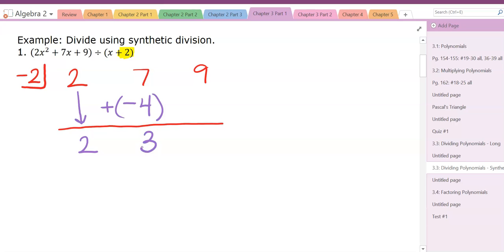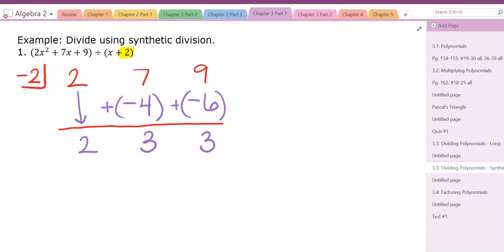Then you repeat what we just did. You take 3 times the negative 2 in the box, and you put that number right underneath the 9. So negative 2 times 3 is negative 6. Then again we add: 9 plus negative 6 is another 3. So right now we just see these numbers. What we need to do is write the polynomial that we just found using the 2, the 3, and the 3.